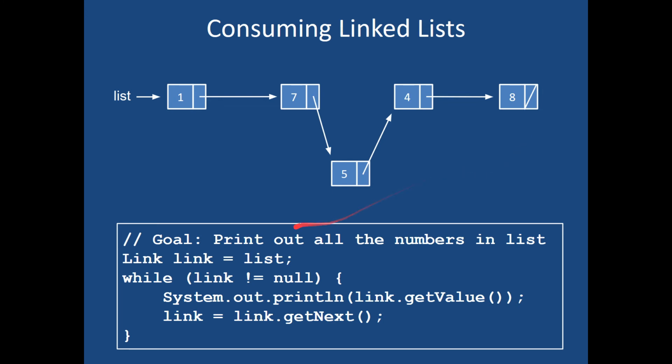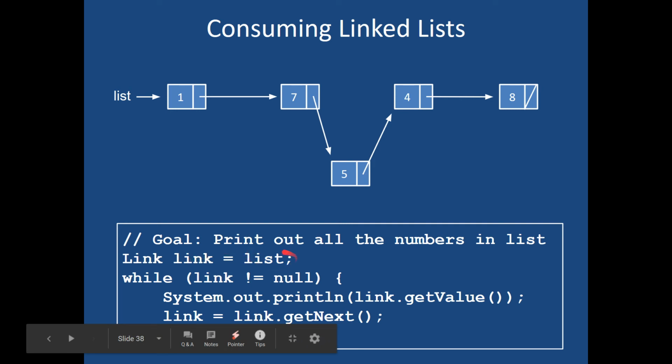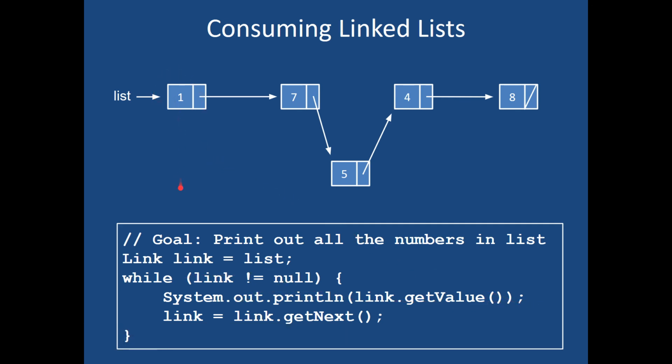We're just creating a local variable link to hold the value of list. So link now refers to this thing here. And then while link is not equal to null, we print out link.getValue. So that'll print out the 1, because initially link refers to this object. We print out the 1. And then we say link gets link.getNext. So then what will link refer to?